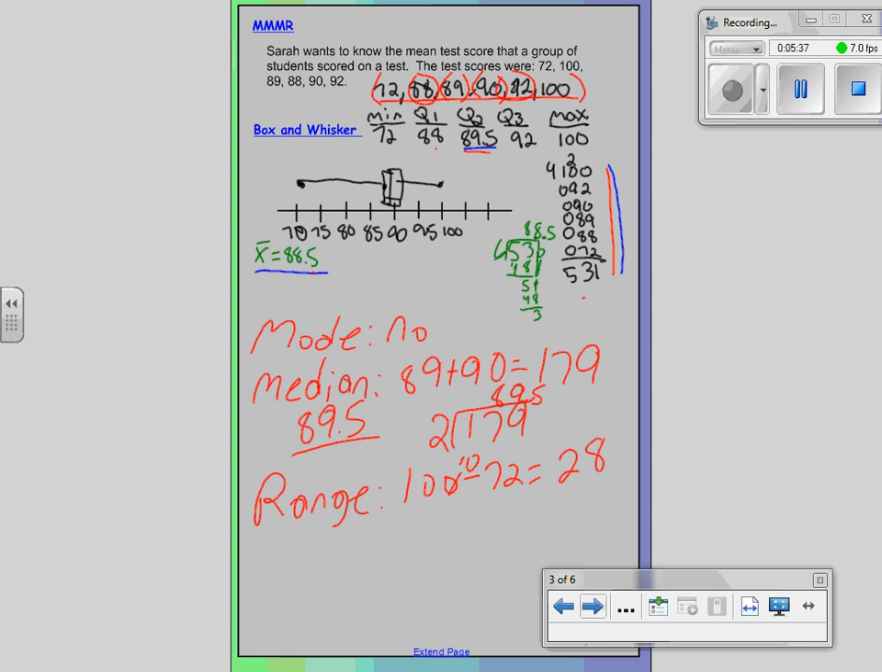So you put this on your box and whisker. You got 72 for your minimum. You got 88 for your Q1. You got 89.5 for your median. 92 for your upper quartile or your Q3, and 100 for your maximum. Make that box and whisker.